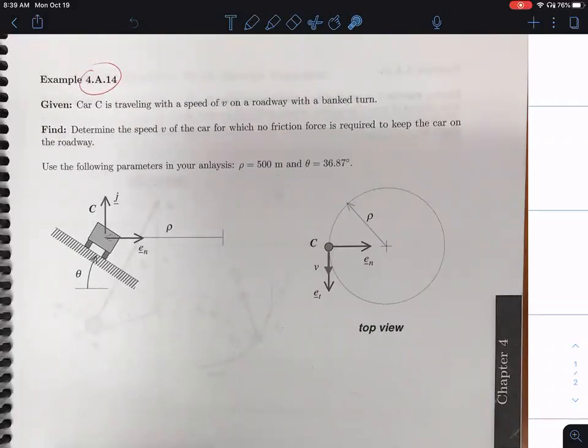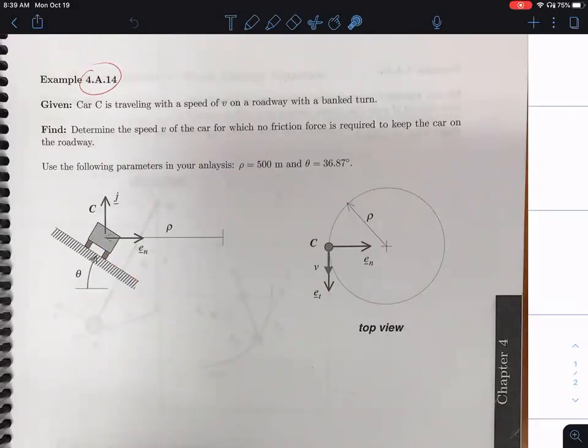So we have a car. The car is traveling with a speed of V on a roadway with a banked turn. Okay, what does that mean? With a banked turn. And here's a diagram to show you. This is the rear end of that car, and this is the road surface. So apparently that road is not flat. It has an angle, theta.